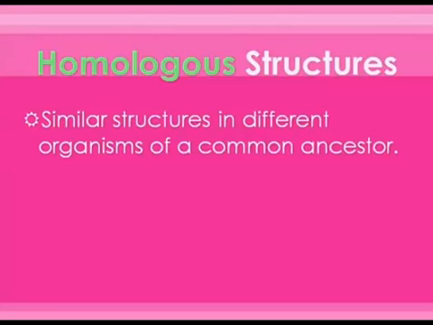First, let's go through the definition of homologous. A homologous structure, these would be similar structures in different organisms of a common ancestor. This word's easiest to remember if you can remember that the prefix homo means same. Logous is a little bit like the suffix logy at the end of words like biology, ecology, geology, which means study of. So homologous just really means the study or the observation that there are similar structures in different organisms.